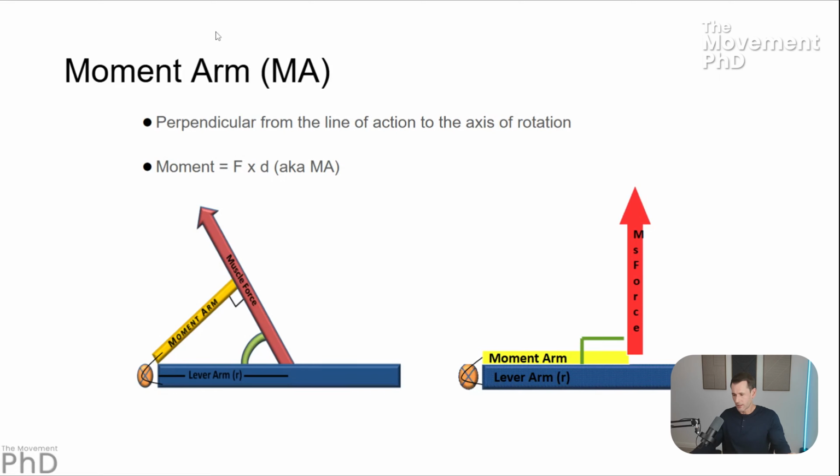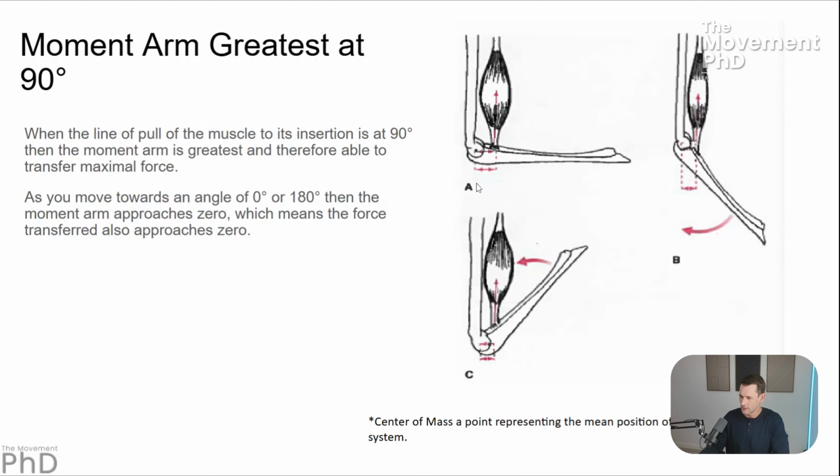The point of application of the muscle doesn't change. So I'm going to use my bicep again. As I go from full extension to full flexion, the moment arm of my bicep changes because it's a perpendicular distance between the line of pull of the muscle and the elbow joint. But my biceps doesn't move on my forearm. So the important thing to remember here is the perpendicular distance.